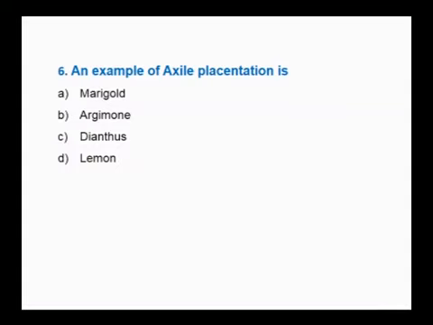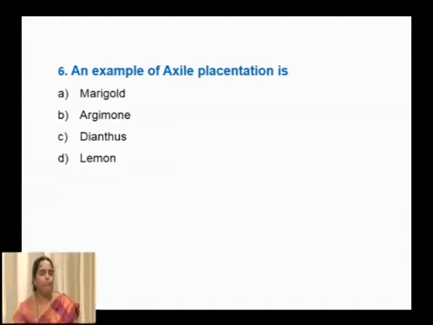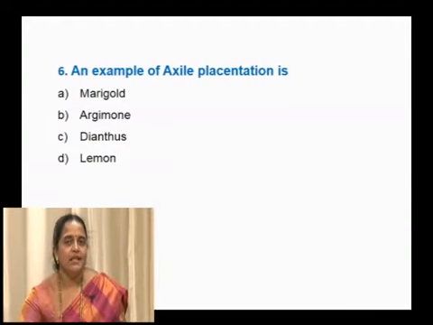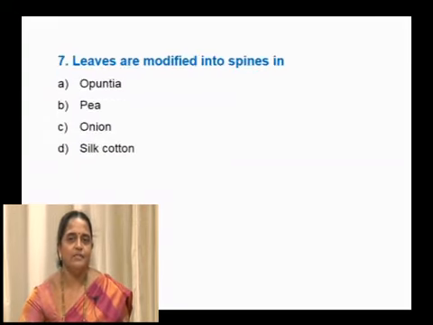An example of axial placentation is marigold, argemone, they have basal placentation. The lemon has axial placentation. So, the correct answer in this is the lemon.